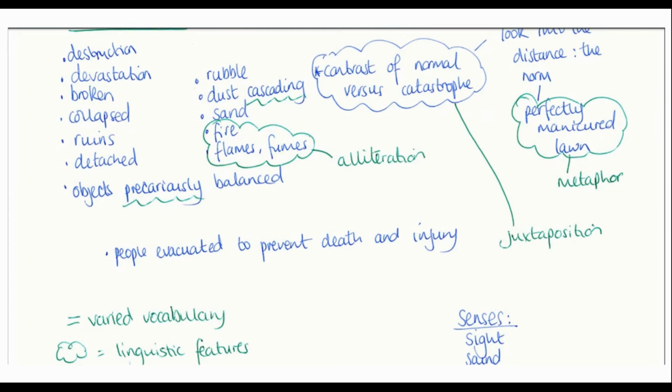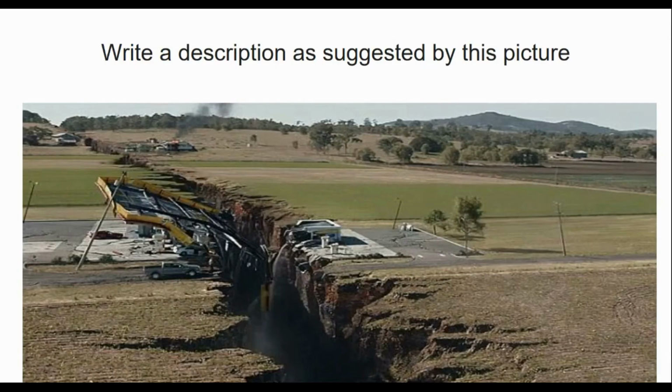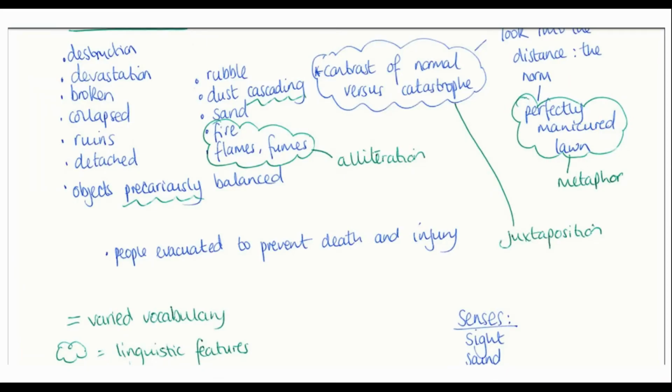Okay, so looking at sensory imagery, I wanted to think about using a wide and extensive vocabulary. So the words destruction, devastation, it looks broken, things are collapsed, it's in ruins, things have detached themselves. And objects are precariously balanced, so they're teetering on the edge. If we go back to the example, you can see that things are teetering over the edge there, almost falling off the edge.